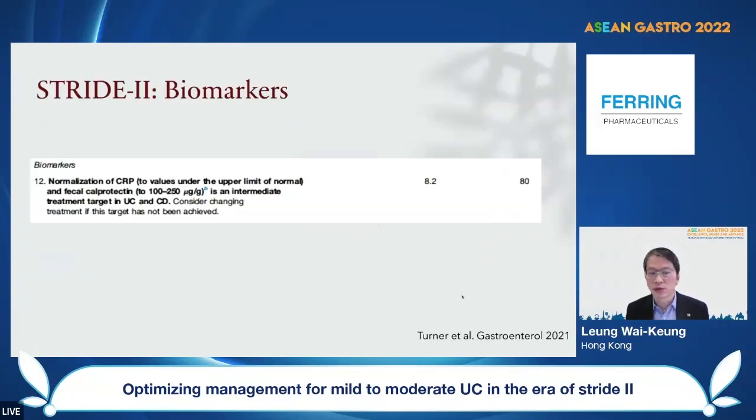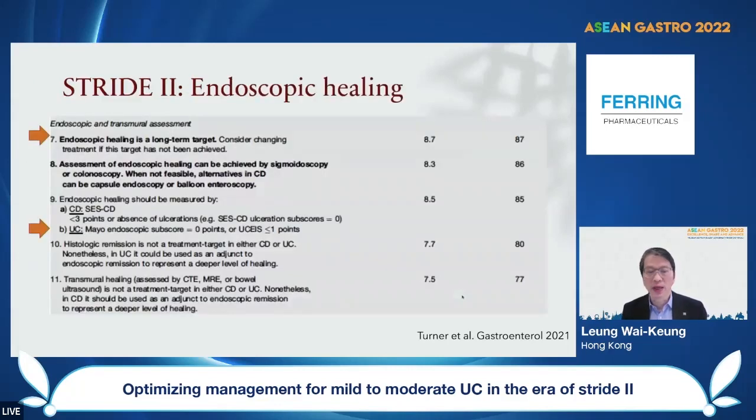So CRP is very simple. It's normalization of CRP, but for fecal calprotectin, they haven't defined a number like LDL or HbA1c, but they use a range. They recommend a range from 100 to 250 as an intermediate target for both UC and Crohn's disease. For endoscopic healing, this time they changed from a Mayo score of 0 to 1 to a Mayo score of 0. You can see that they're more stringent this time for endoscopic healing.